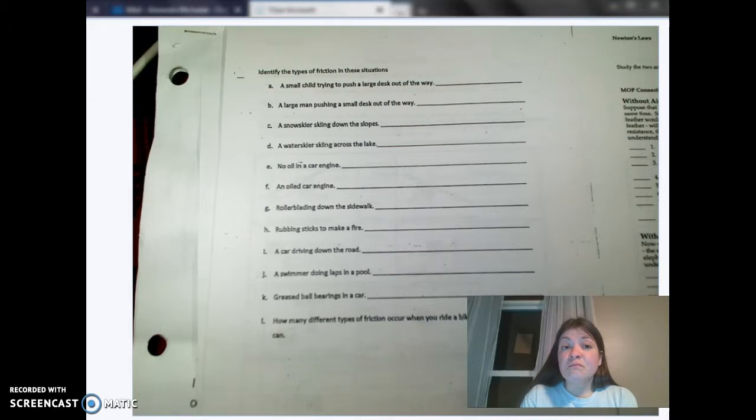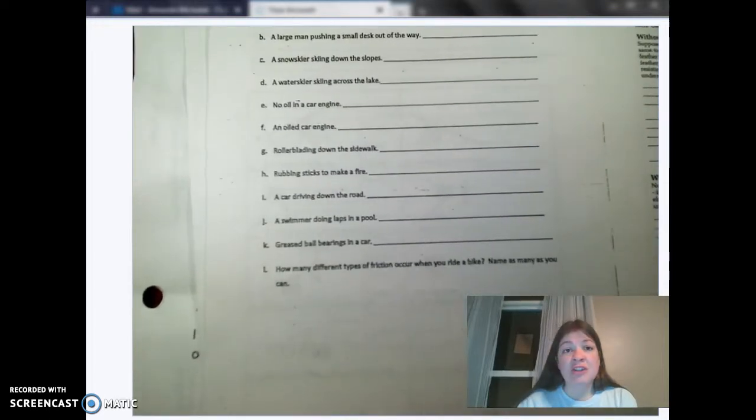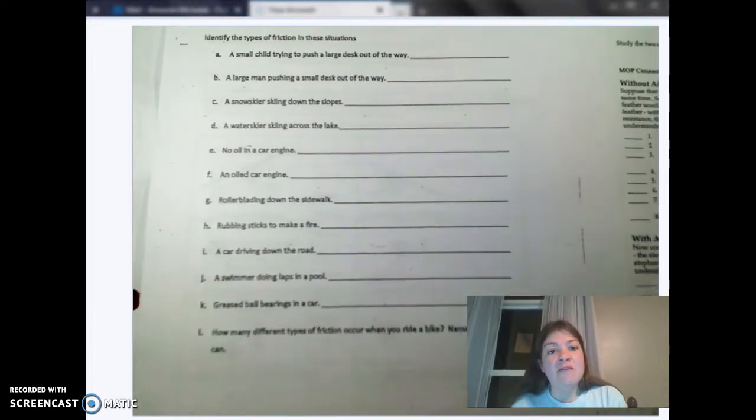But all you had to do is identify the types of friction in these situations. So I'm going to run through the answers with you, and then I have an answer key, and I'm just going to pop up the answer key for you to look at in case I went too quickly. And then I'm going to talk to you about what the plan is for the rest of the day.